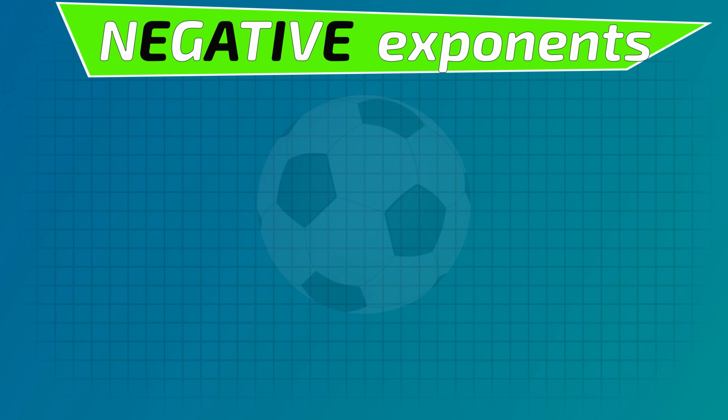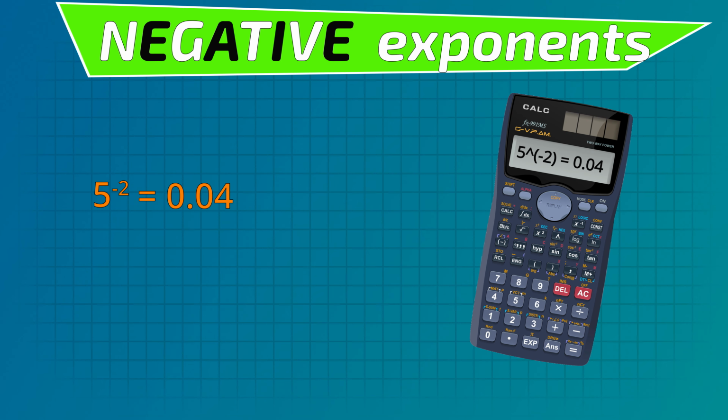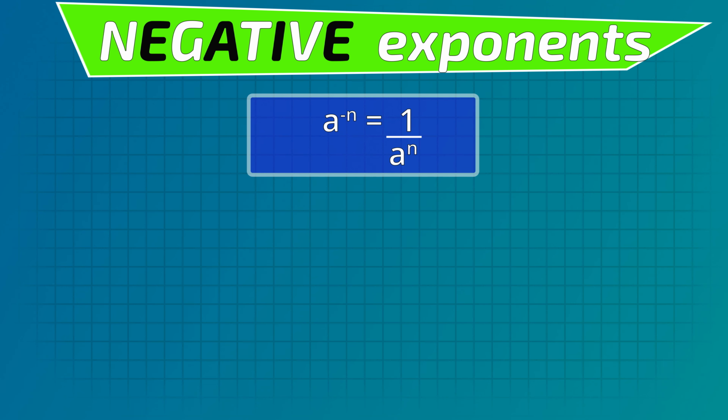This works for other base numbers too. On the calculator, 5 to the exponent of negative 2 is 0.04. As a fraction, that's 4/100. If we divide 4 and 100 by 4, we get 1 divided by 25. 25 is 5 squared. So we get 1 divided by 5 squared. These are the same. 5 to the exponent of negative 2 is the same as the fraction where 1 is divided by 5 to the exponent of positive 2. A raised to a negative exponent is a fraction where 1 is divided by the base number with the positive exponent.